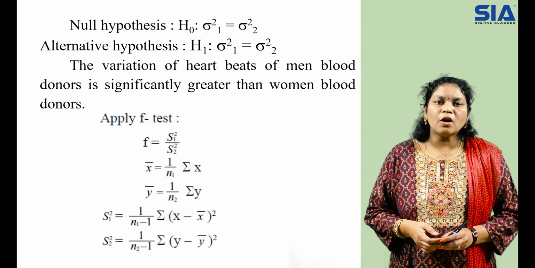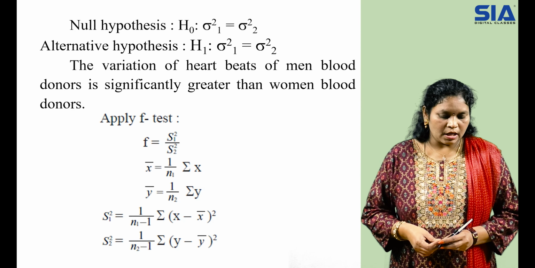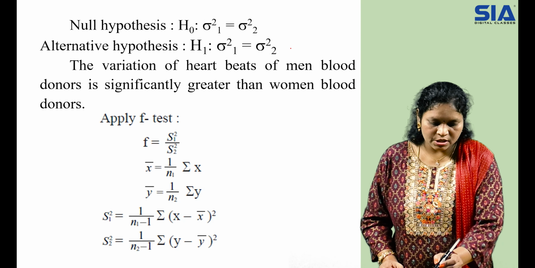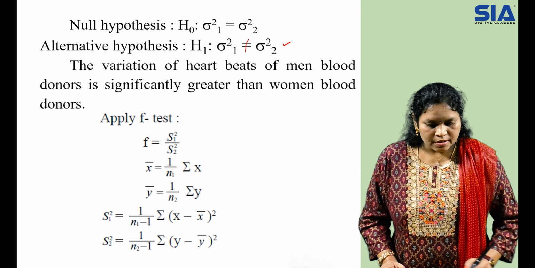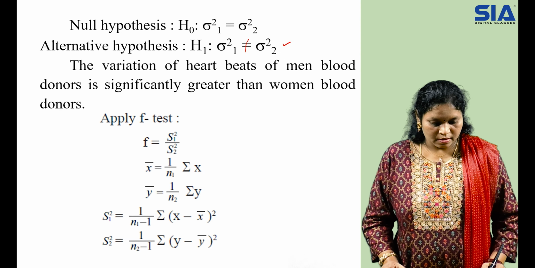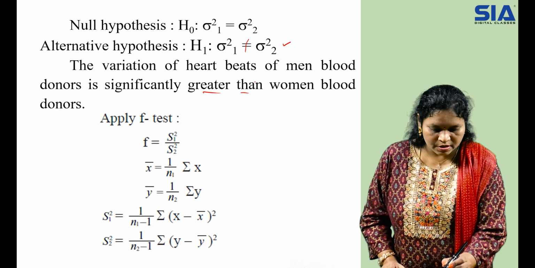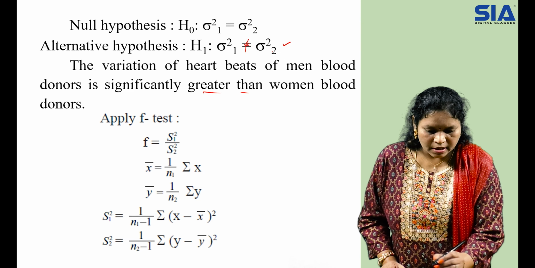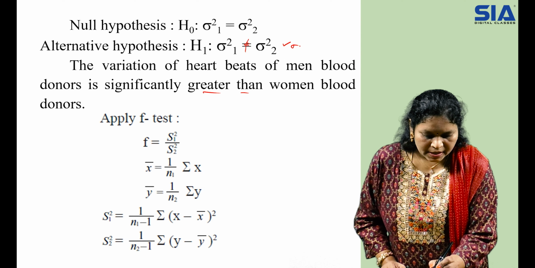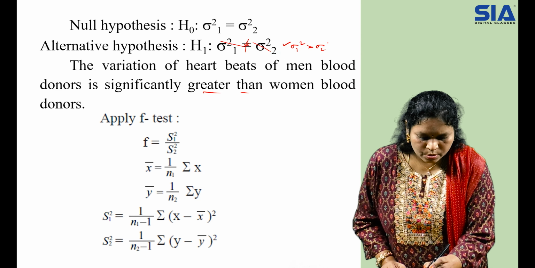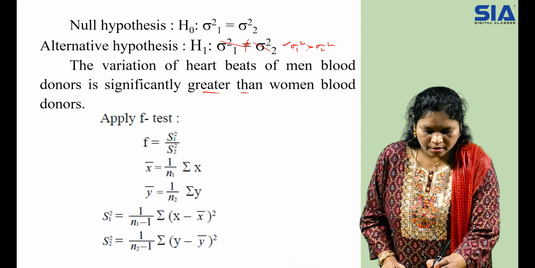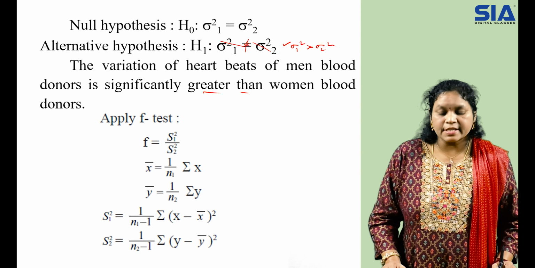Now let us check it out for the alternate hypothesis. So null hypothesis, after that alternate hypothesis, H1 is sigma 1 square not equal to sigma 2 square, or actually it is greater than they have given, so it should be a greater than symbol here, not equal to. So I'll write here sigma 1 square is greater than sigma 2 square should be the symbol here, because in the question they mentioned greater than.